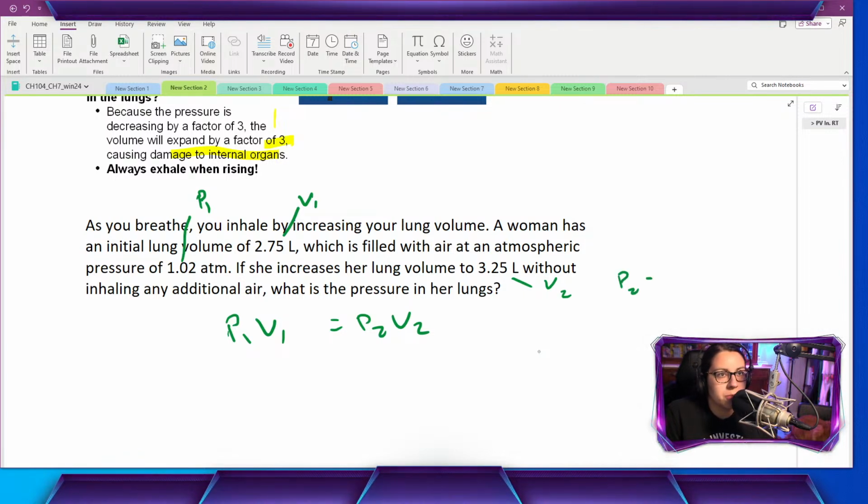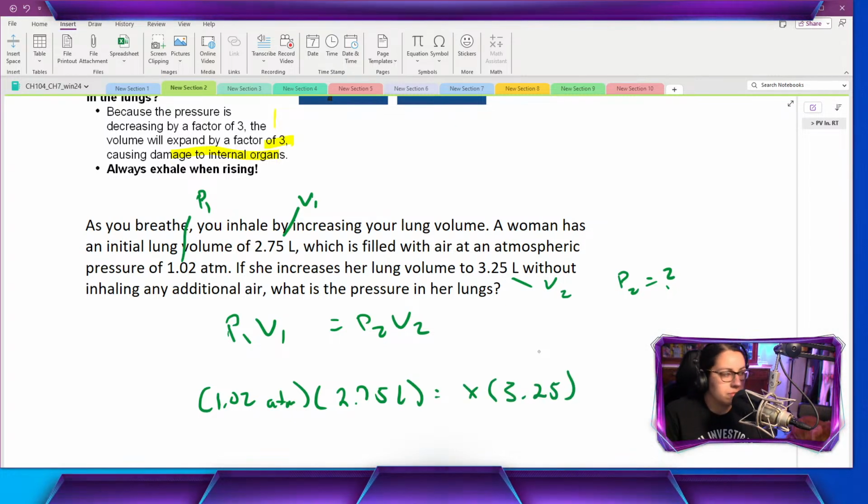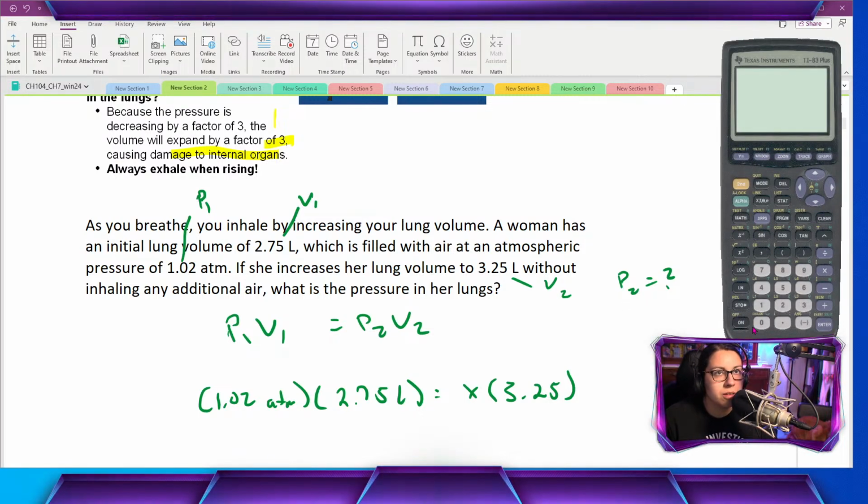So solving for P2. So now I'm going to sub everything in. It just so happens they were in atm and liters, but in this case, again, it wouldn't have really mattered what the units were as long as we were consistent. And let's just see what we get with our calculator.